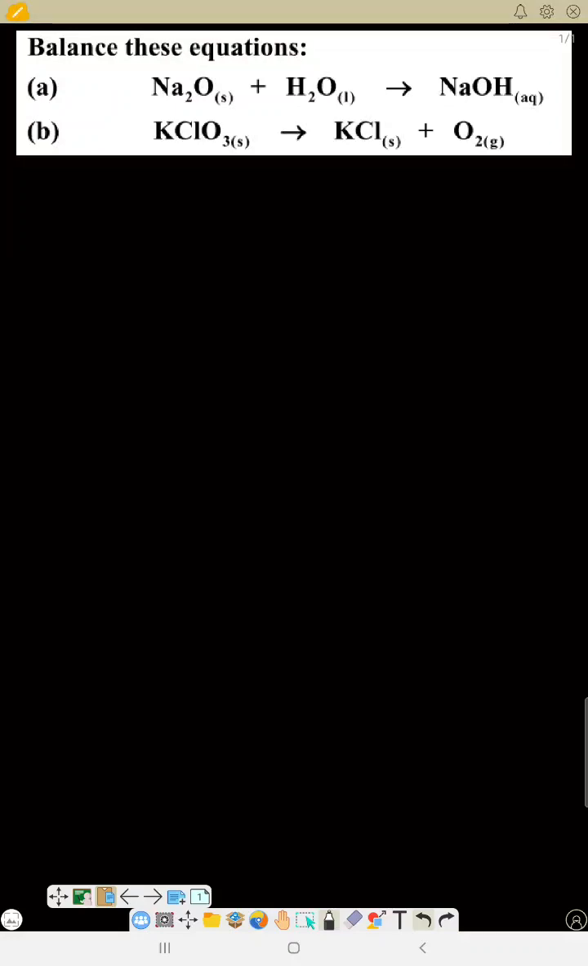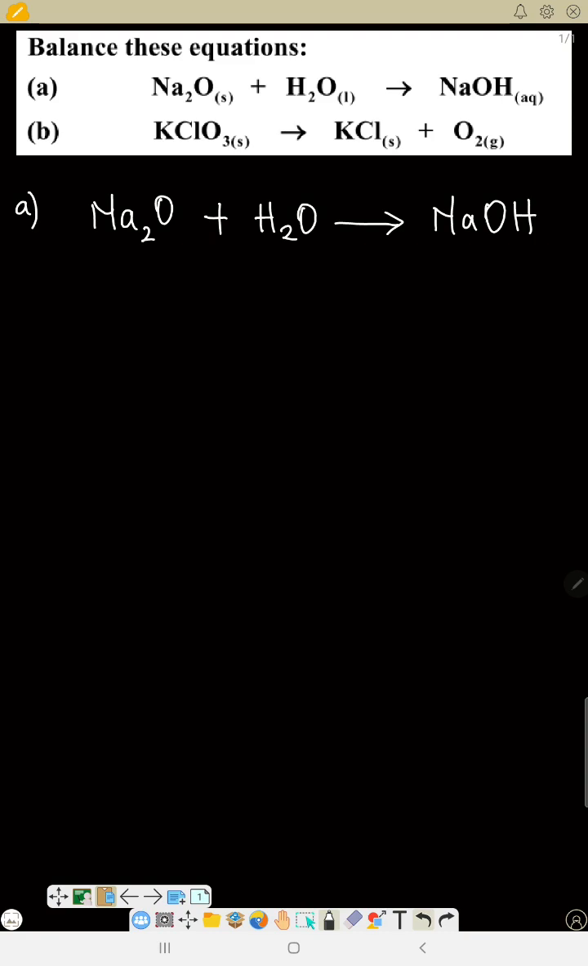So yeah, let's balance this chemical equation. Na2O plus H2O to give NaOH. So now how can we balance this chemical equation?